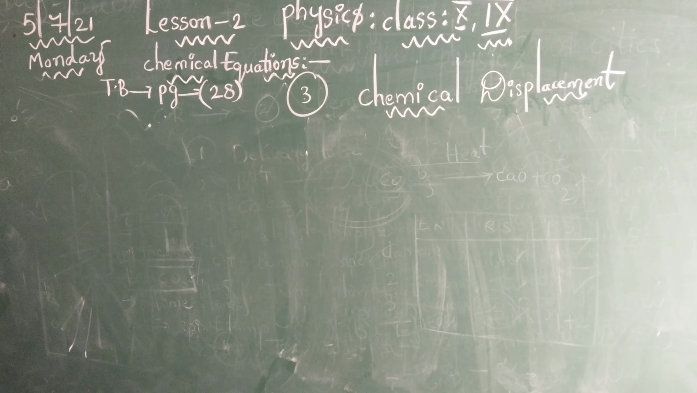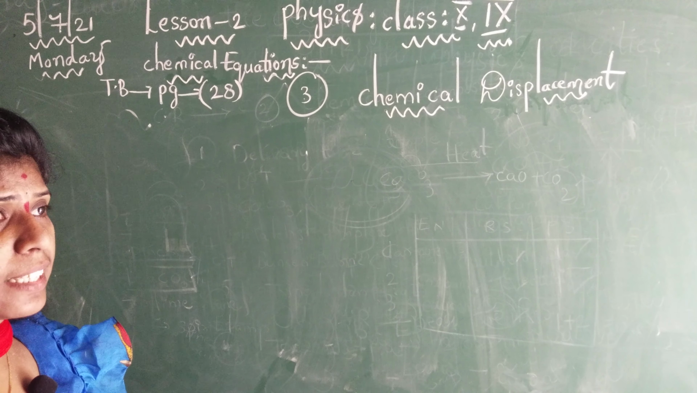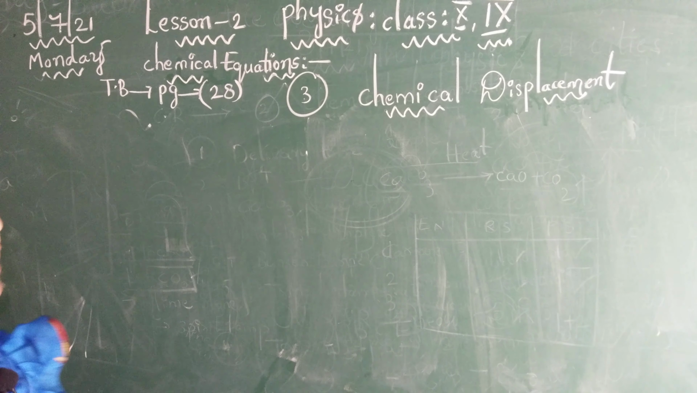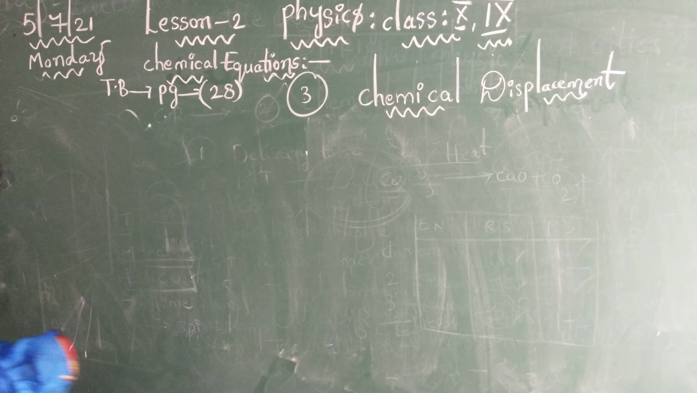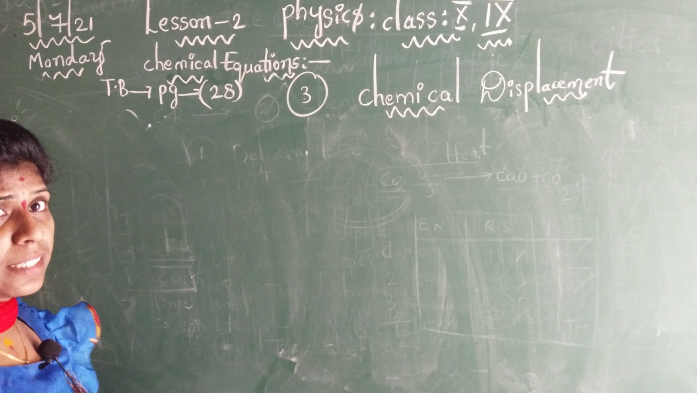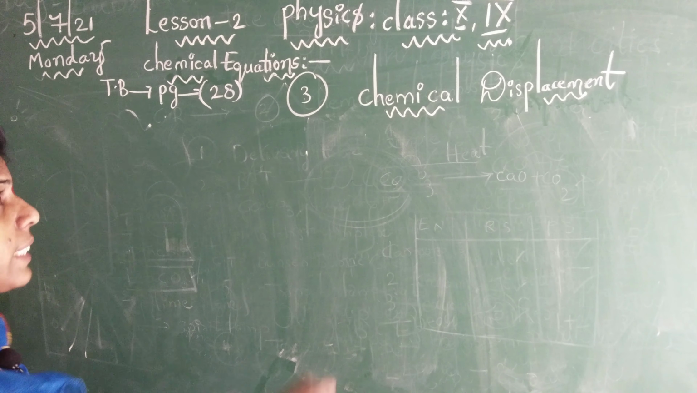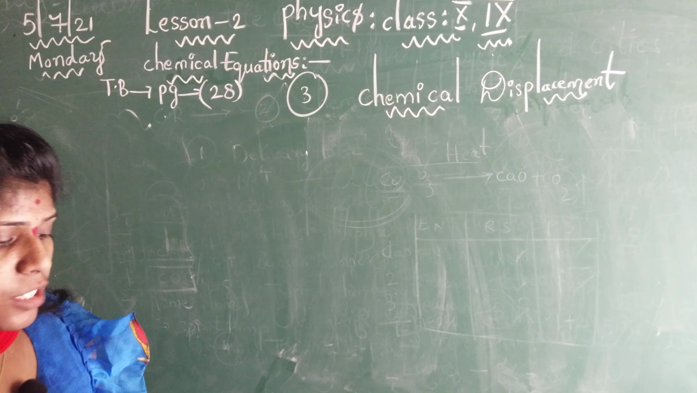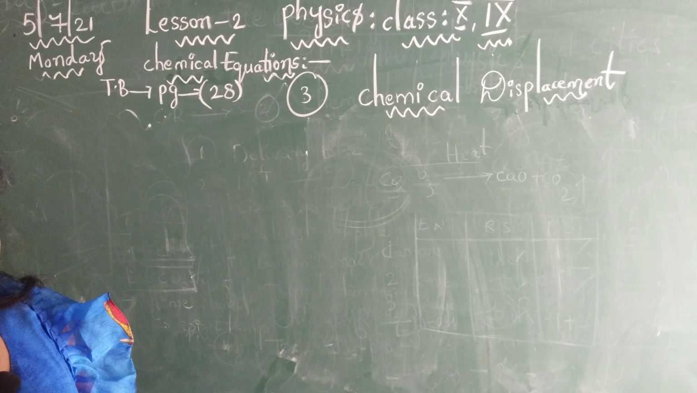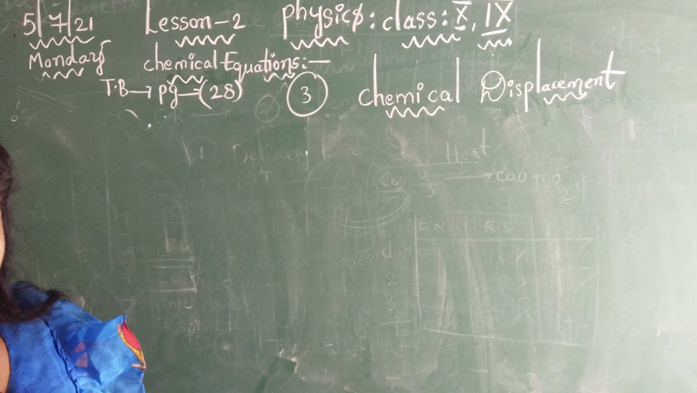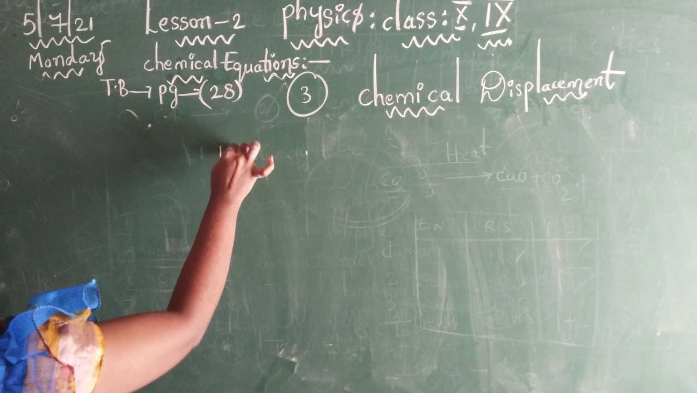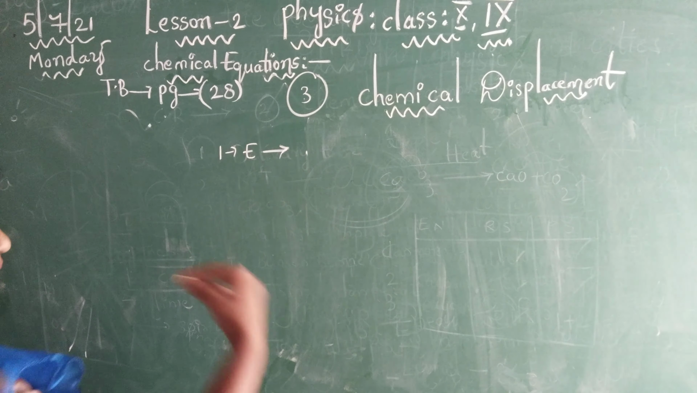The third type of chemical reaction is the chemical displacement reaction. Displacement in the sense of vacating the old place and occupying a new place is referred to as what? Chemical displacement reaction. In a displacement reaction, one element displaces another element.